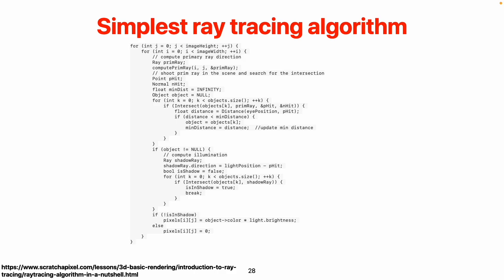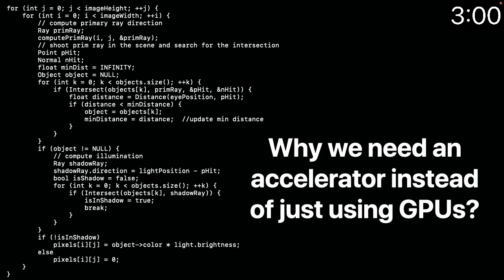Okay, so this is a simplified algorithm for performing this physics simulation. Now I'm going to ask you a question. Why not just use CUDA cores or tensor cores for ray tracing? Why do we still need RT cores?